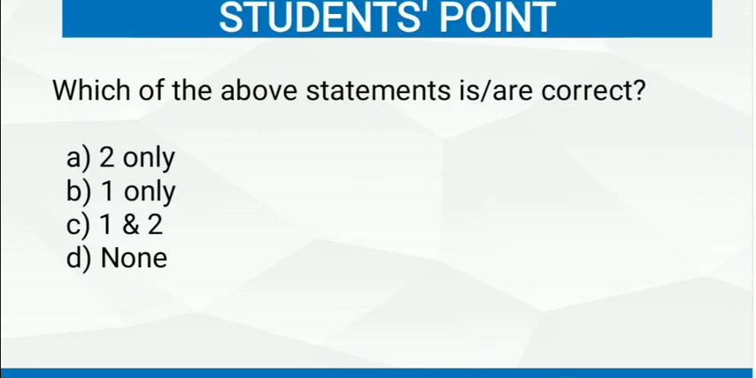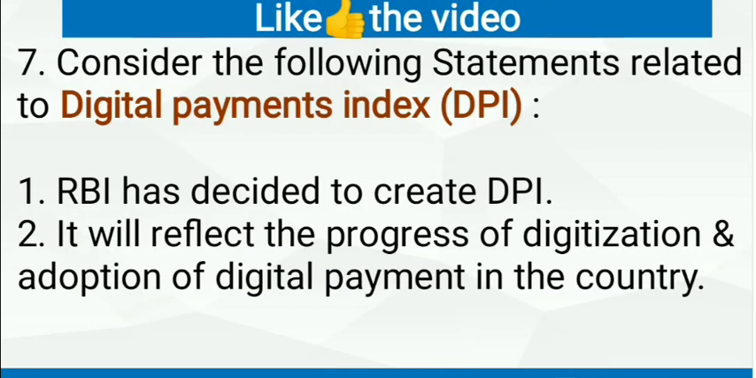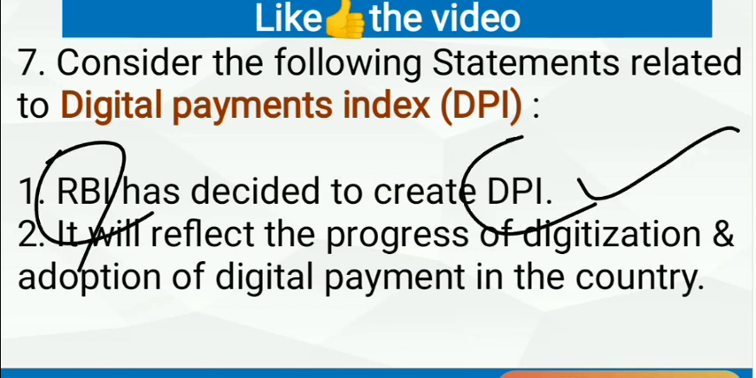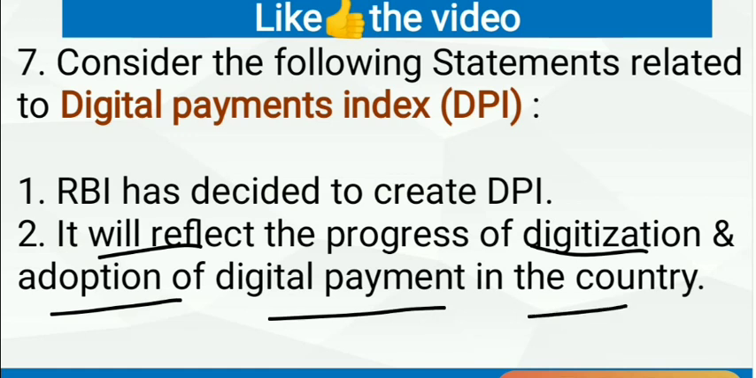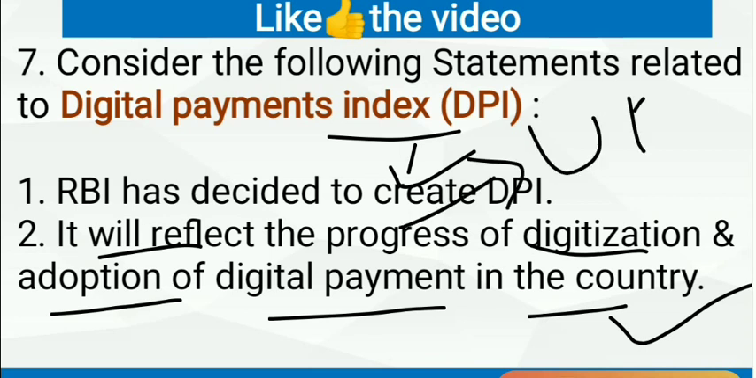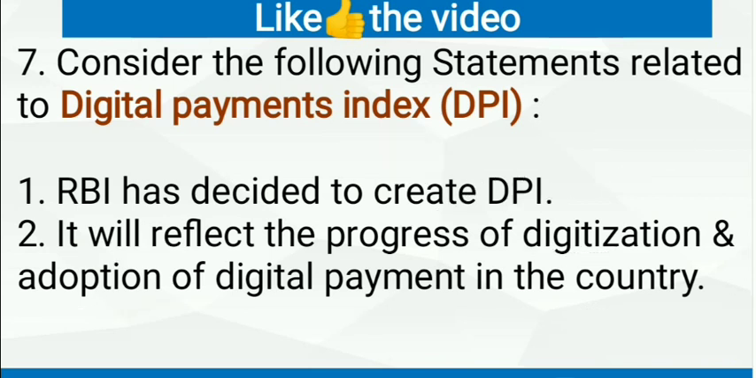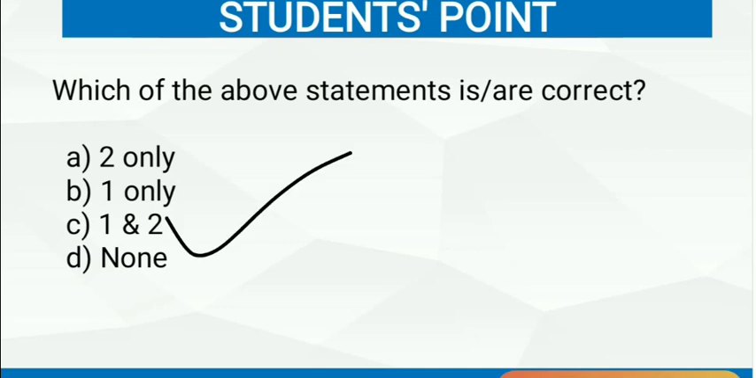Next question. Consider the following statements related to digital payment index. RBI has decided to create digital payment index. This is correct. RBI has decided to create this index and it will reflect the progress of digitization and adoption of digital payment in the country. This is correct. The index will measure the adoption of digital payments like use of UPI and other means. Both these statements are correct. C is the right answer.